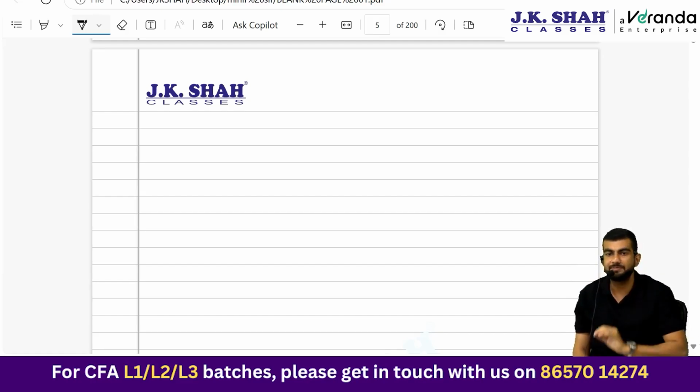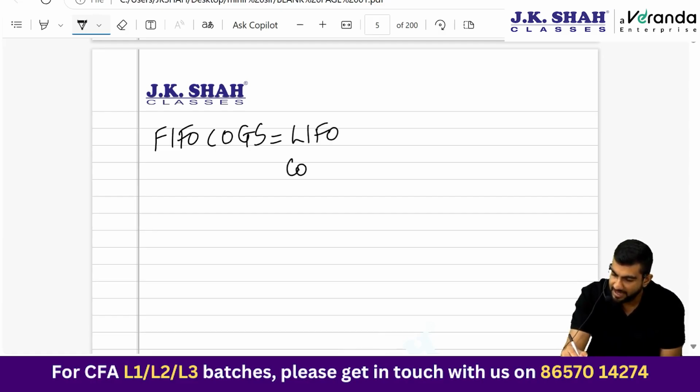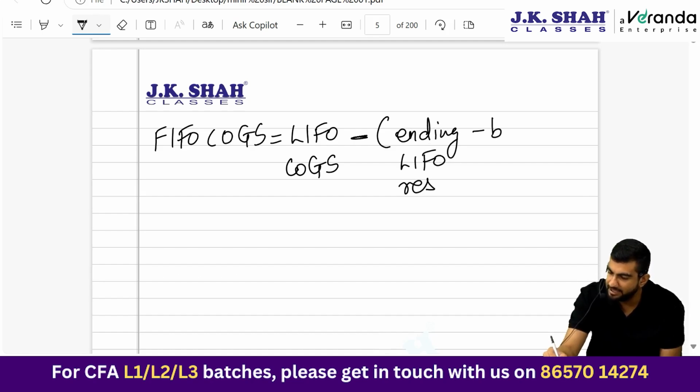These 3 adjustments pertain to the balance sheet. Now one adjustment pertains to the P&L. FIFO COGS is equal to LIFO COGS minus change in LIFO reserve, which is nothing but ending LIFO reserve minus beginning LIFO reserve.